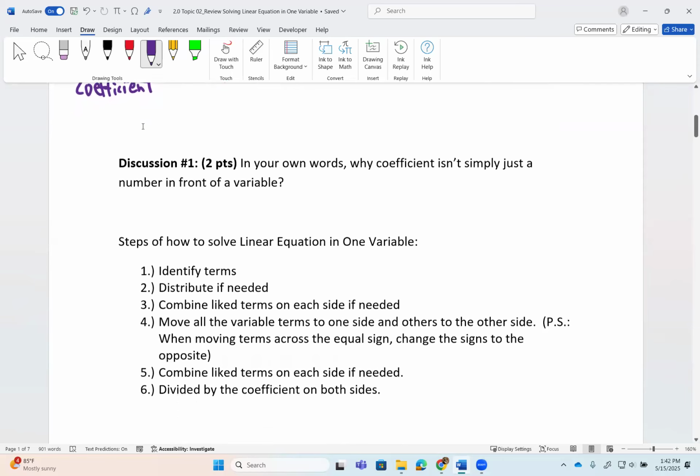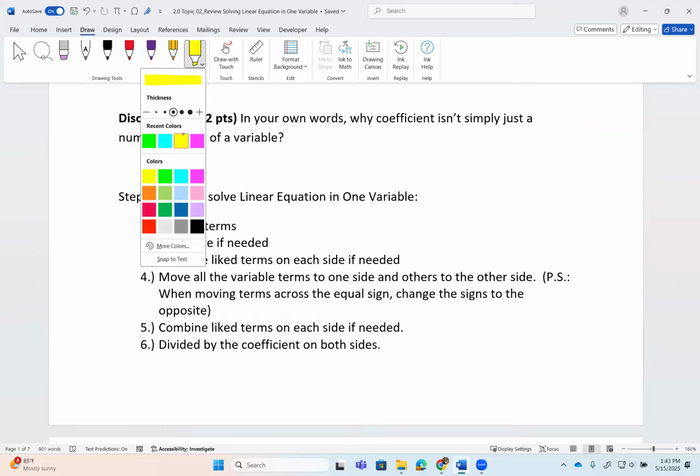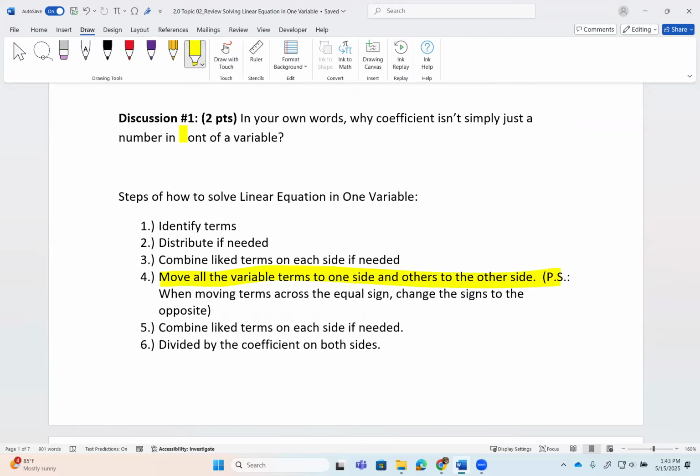All right, so here are the 6 steps on how to solve a linear equation in one variable. It's very similar to what you may have seen coming up through high school, except for step number 4, which I do slightly differently. Normally we identify terms. For every equation we have to know how many terms we have, because sometimes some of my terms may have parentheses where I have to do distribution. And then we combine the terms on each side if needed. So that's shrinking down the equation a little bit.